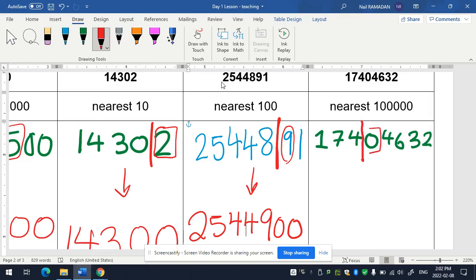What does this 0 do? It makes the number stay the same, which means this 4 will not change. Great. So my number will be 1, 7, 4, and how many zeros? Oh, exact. That's it. All of them.